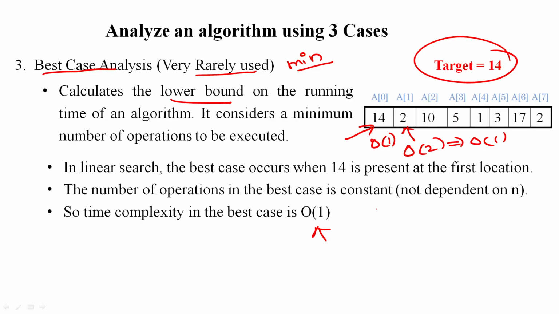For example, in linear search, our searching element is available in the first index itself.